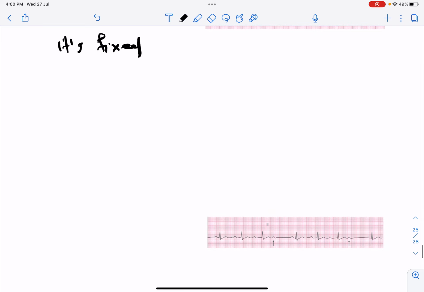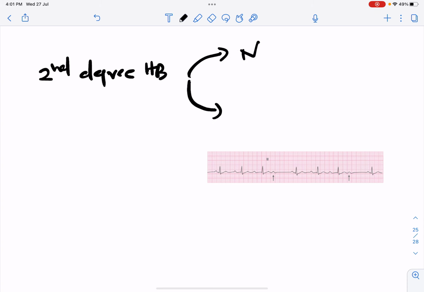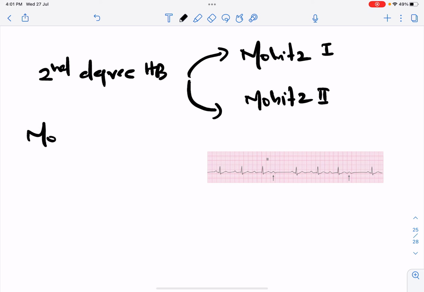Moving on to our second degree heart block. Second degree heart block is further divided into Mobitz type 1 and Mobitz type 2. So first, Mobitz type 1. As you can see in the ECG, there will be progressive prolongation of the PR interval. Here the PR interval is small, then it is prolonged, followed by a non-conducted P wave. This P wave is not conducting. Okay, that is the definition of Mobitz type 1.